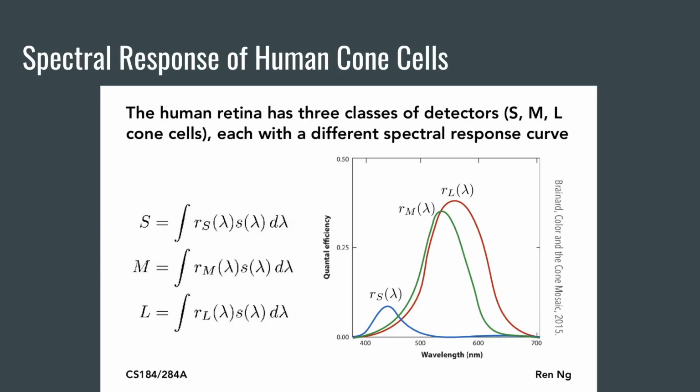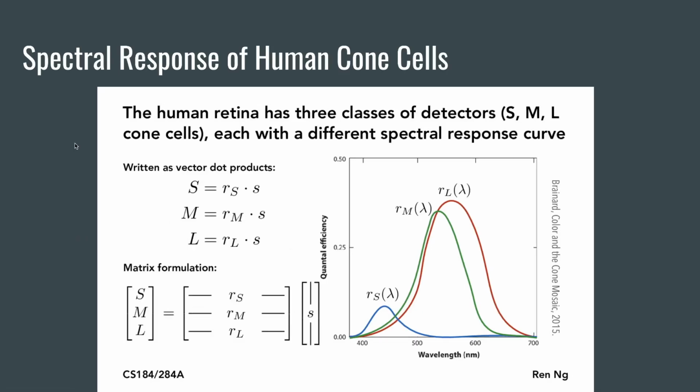And in order to get these 3 values, we integrate over the spectral response curve of a specific cone cell multiplied by the spectral emission of whatever. So this is just the amount of light that is being emitted by anything we look at, really. And that'll give us our value for each of these 3 different cone cells.